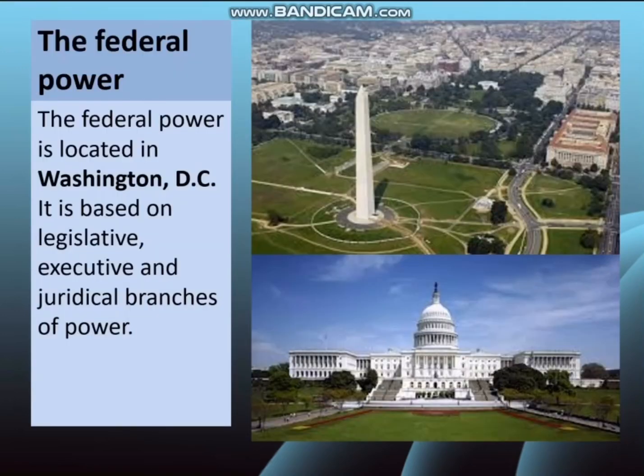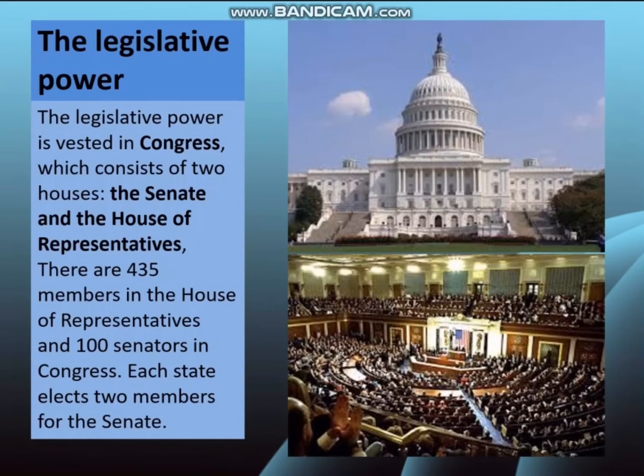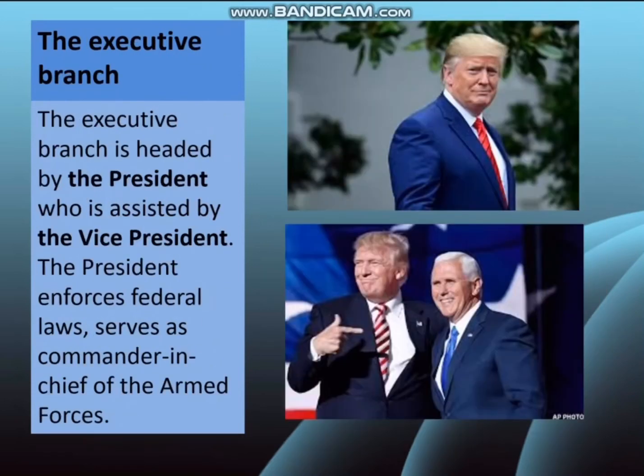So then, the federal power is located in Washington, D.C. It is based on legislative, executive, and judicial branches of power, and the legislative power is vested in Congress, which consists of 2 houses, the Senate and the House of Representatives. The executive branch is headed by the President, who is assisted by the Vice President.